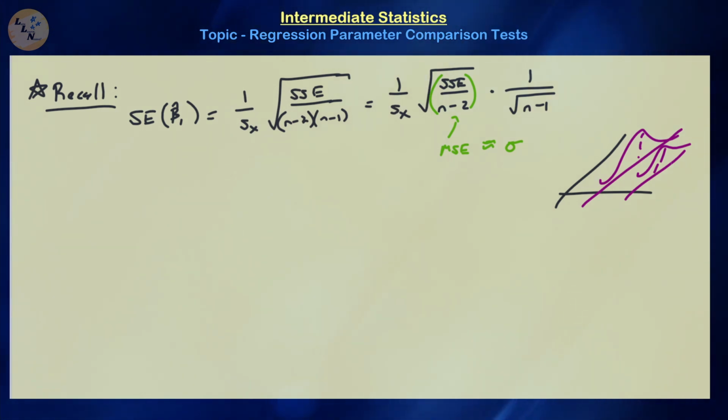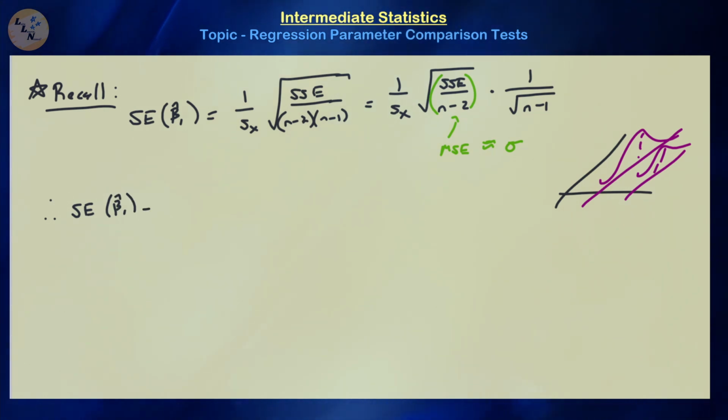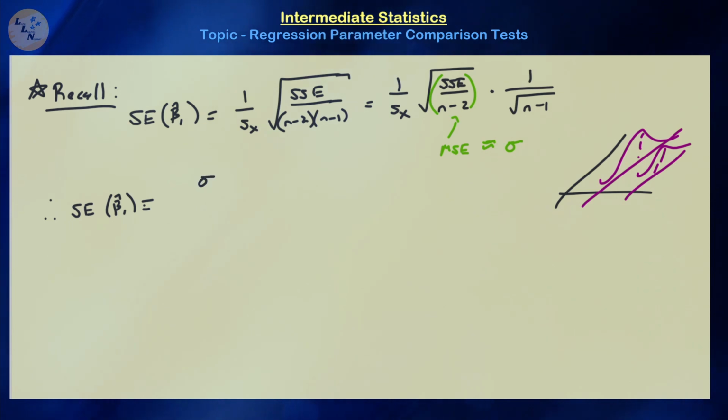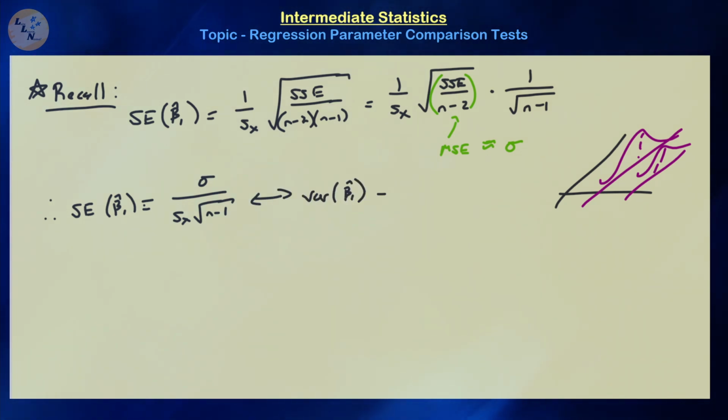So of course you can write that in a more compact way. The standard error for beta hat 1 is equal to sigma all over Sx times the square root of n minus 1. And that's equivalent to saying that the variance of the random variable beta hat 1 is equal to sigma squared all over Sx squared times n minus 1.